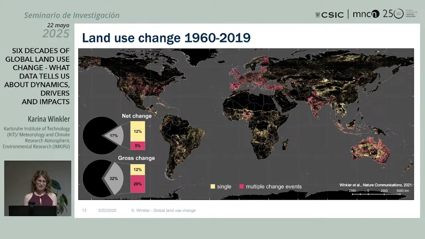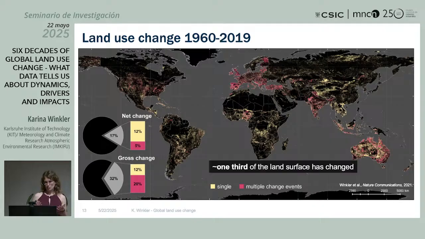And with change, we mean here a transition from one of these six land use categories to another, from one year to the other. And what we find is that one third of the global land surface has changed, which is more than other datasets have estimated, especially those long-term land use reconstructions that are used in climate and ecosystem modeling at the global scale. So we see that there are more changes that have occurred in that time, and these can be visualized with the dataset.